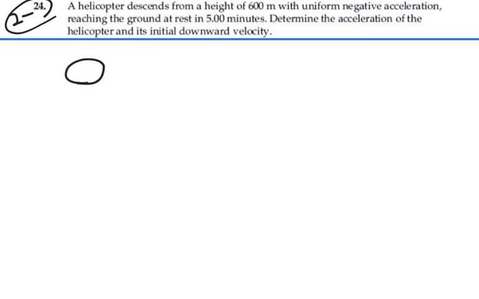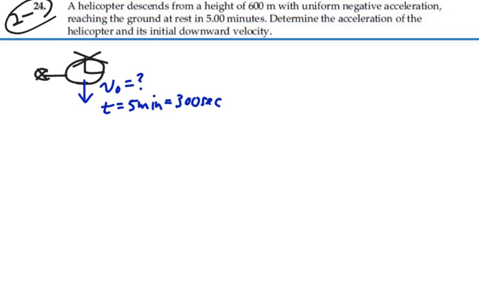So we have some kind of helicopter, and it's going down with some initial velocity which we don't know. We do know it's going to reach the ground in 5 minutes. So our time is 5 minutes, which we immediately change to seconds, which would be 300 seconds if we multiply by 60.